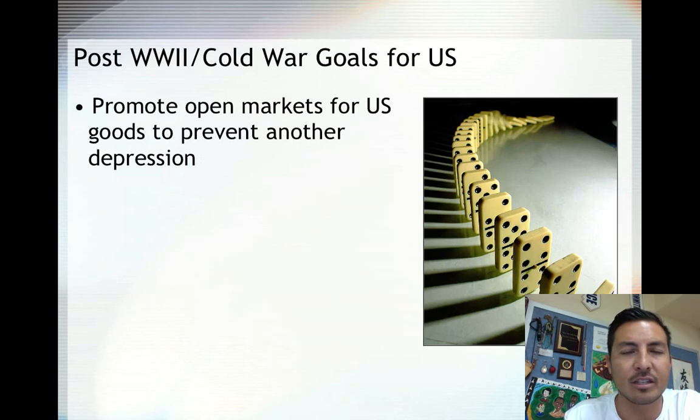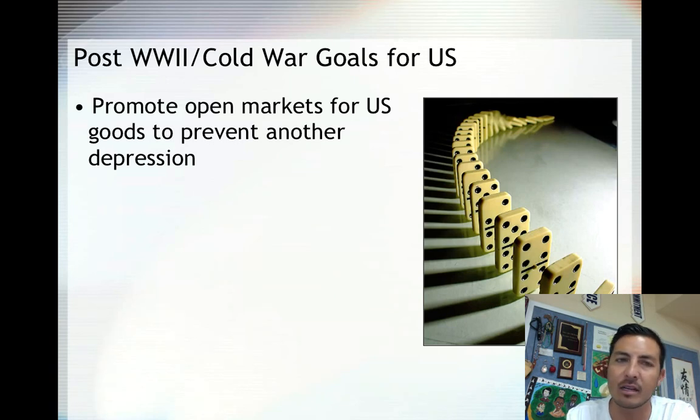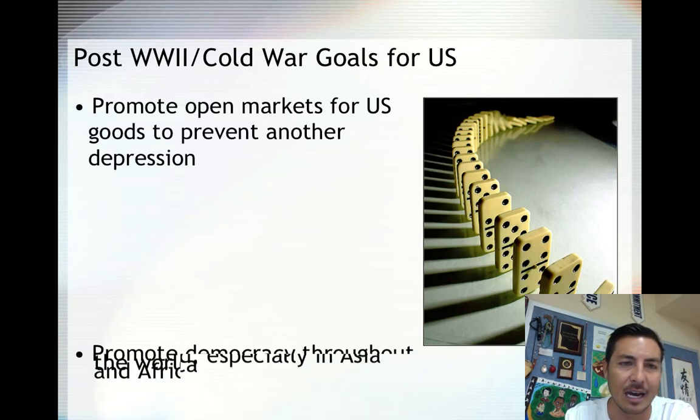So the goals of the United States: to promote open markets, what we call capitalism, for U.S. goods, to prevent other oppression. So they want to be able to go to other countries. This is directly against communism. Communism says, no, there aren't any open markets. We determine the markets. It's a direct attack against capitalism.